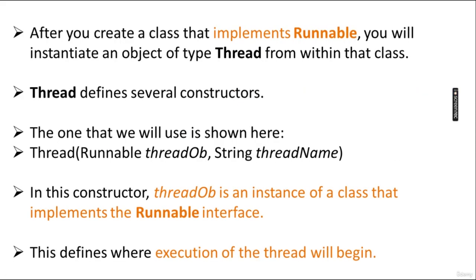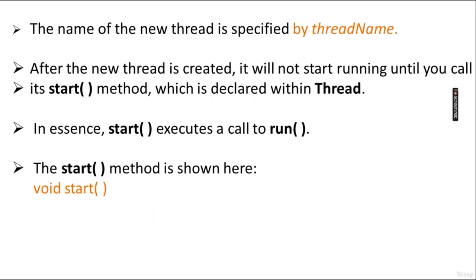After you create a class that implements Runnable, you will instantiate an object of type Thread from within that class. Thread defines several constructors. The one that we will use is shown here: Thread(Runnable threadObject, String threadName). In this constructor, threadObject is the instance of a class that implements the Runnable interface. This defines where execution of the thread will begin. threadName is the name of the thread.